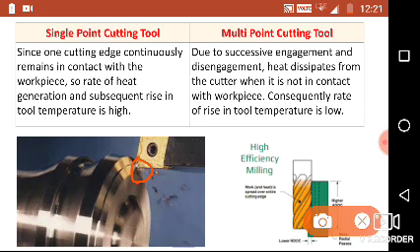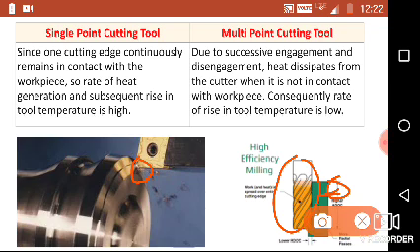In the case of a multi-point cutting tool, due to successive engagement and disengagement, heat dissipates from the cutter when it is in non-contact with the workpiece. Consequently, the rate of rise in tool temperature is low. Here you can see this is a milling cutter, an end mill cutter, which is in contact with the workpiece. This portion is the workpiece, which is shown in green color. Now the cutting takes place, and during cutting, what happened? There is a successive engagement and disengagement of the cutting edges with the workpiece.